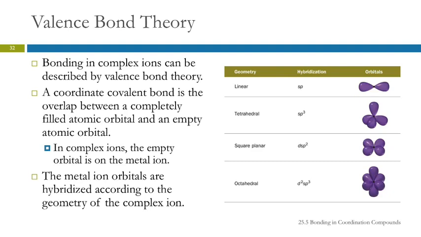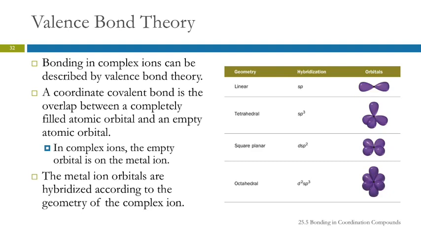So the orbitals on the metal ion are hybridized according to the geometry of the complex ion. So if you need a refresher on valence bond theory, see me later. We don't have time to go over that again.